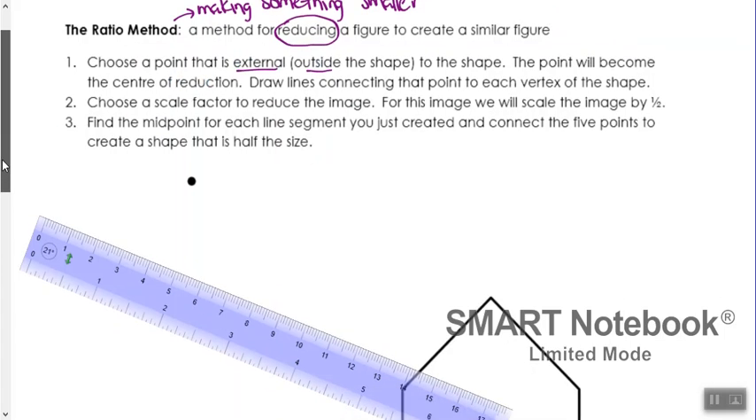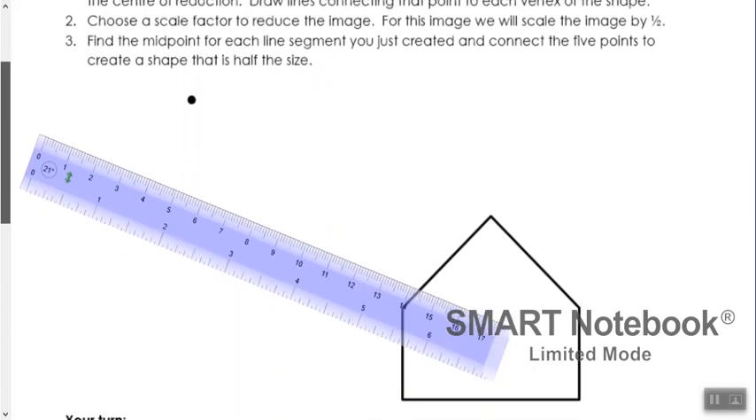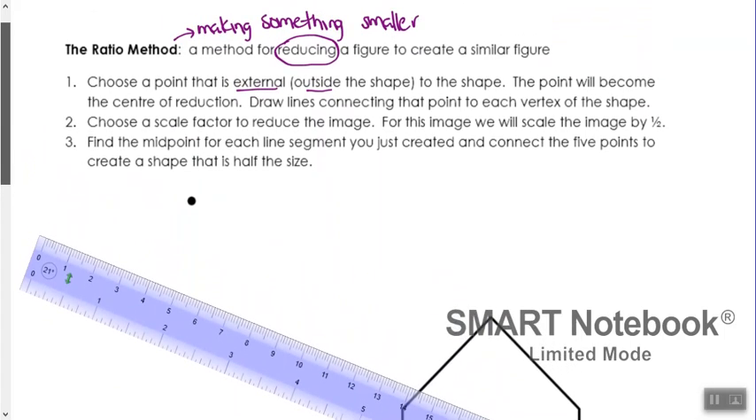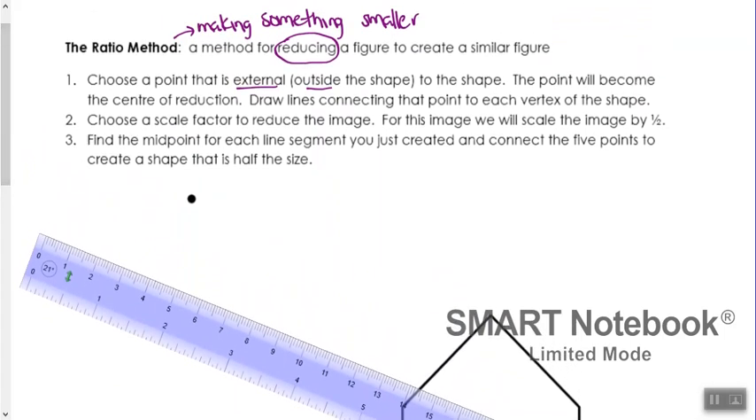You might have seen something like this if you have done 1-point perspectives in art class. This is exactly what you would do to make a vanishing point. So making a vanishing point in art class, that's what we are doing here, except mathematically. Next we're going to choose a scale factor to reduce the image. For this image, we're going to scale it down by a half. So we want to make it half as big.